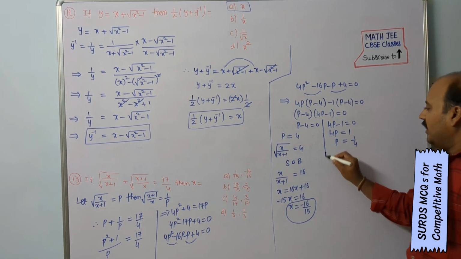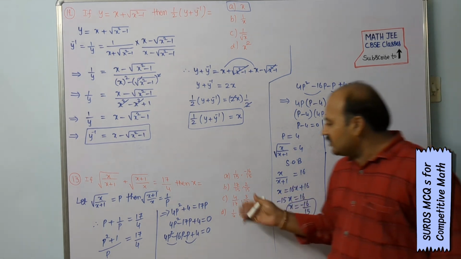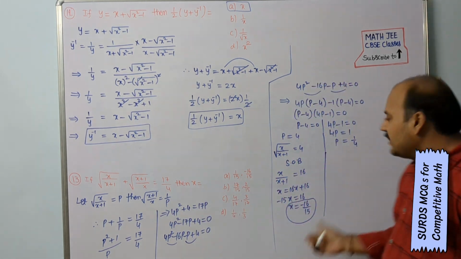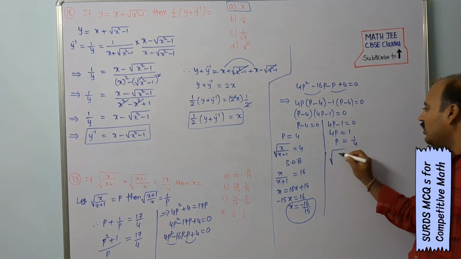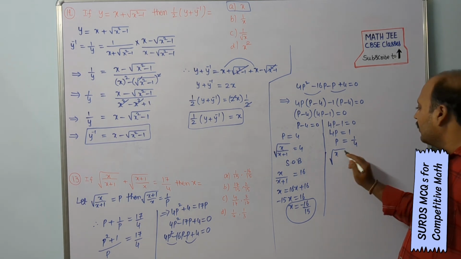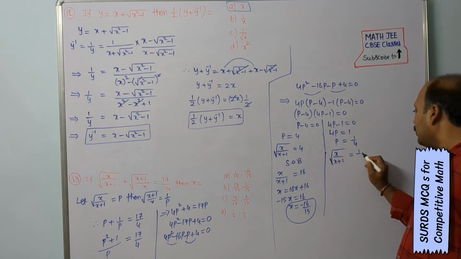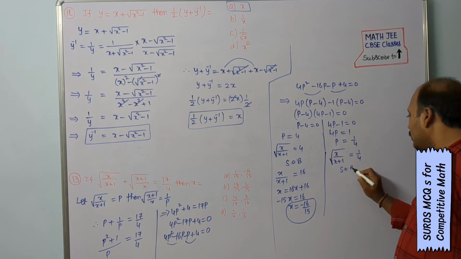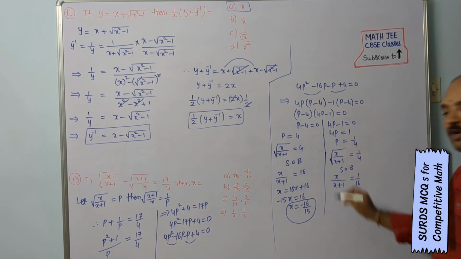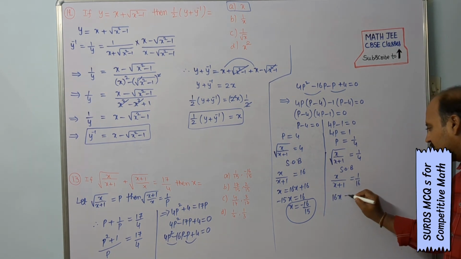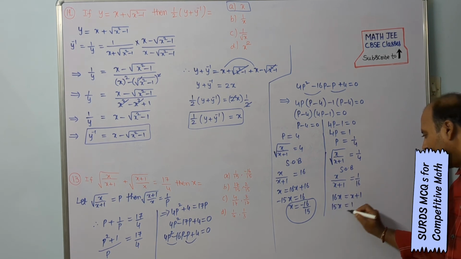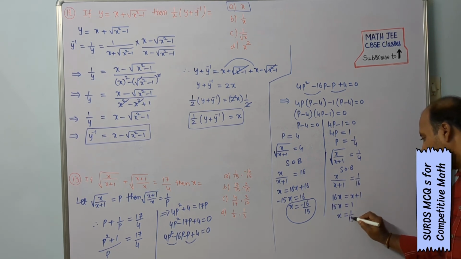But anyway, till here we did. Option verification also we can do, dear students. But the student has to know the method of solving. That is the reason we are explaining. Root over x by x plus 1 is equal to 1 by 4. Squaring on both sides, x by x plus 1 is equal to 1 by 16. Cross multiply. 16x equal to x plus 1. X bring this side, 15x is equal to 1. X is equal to 1 by 15.